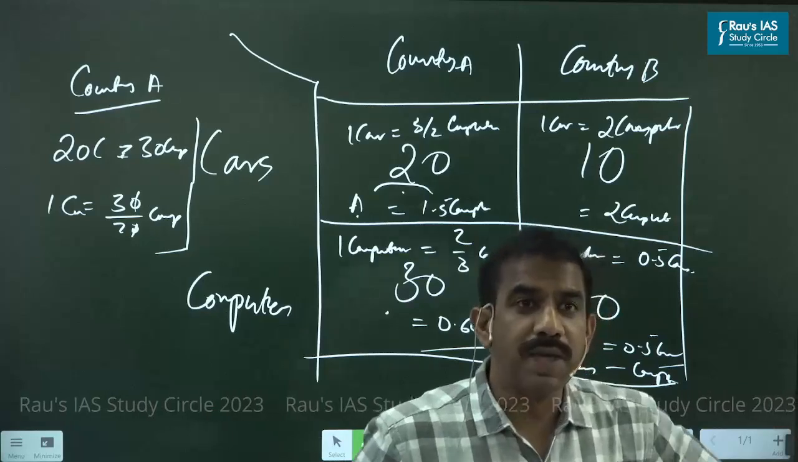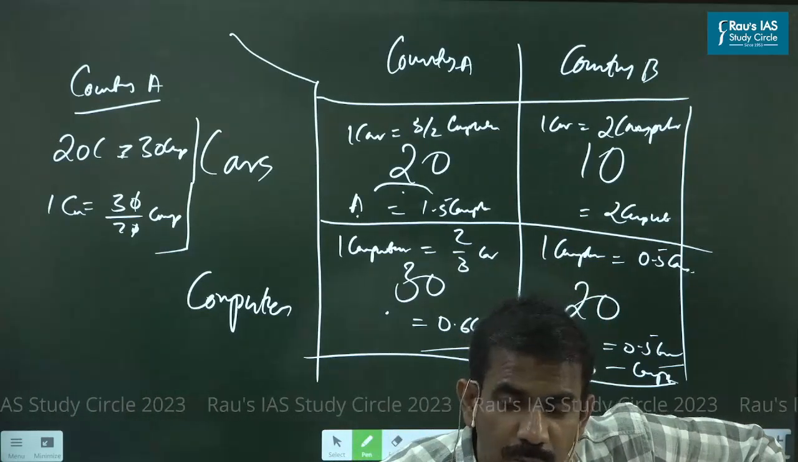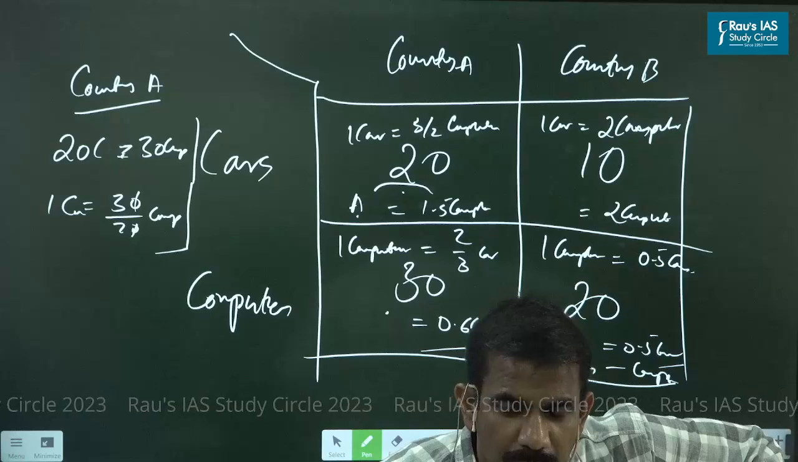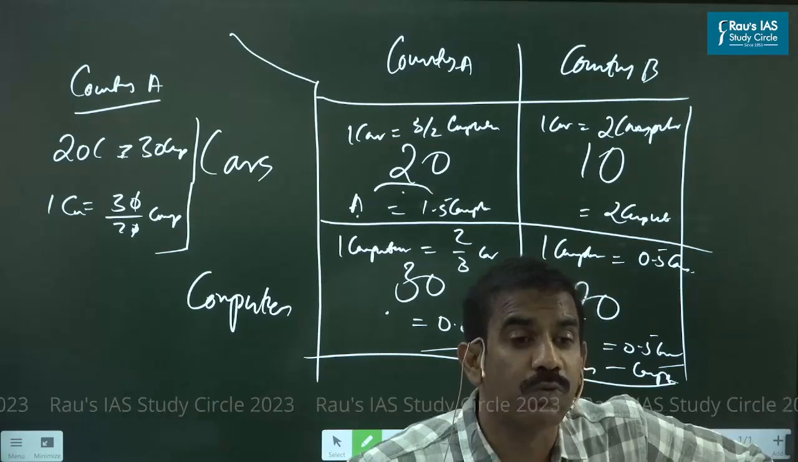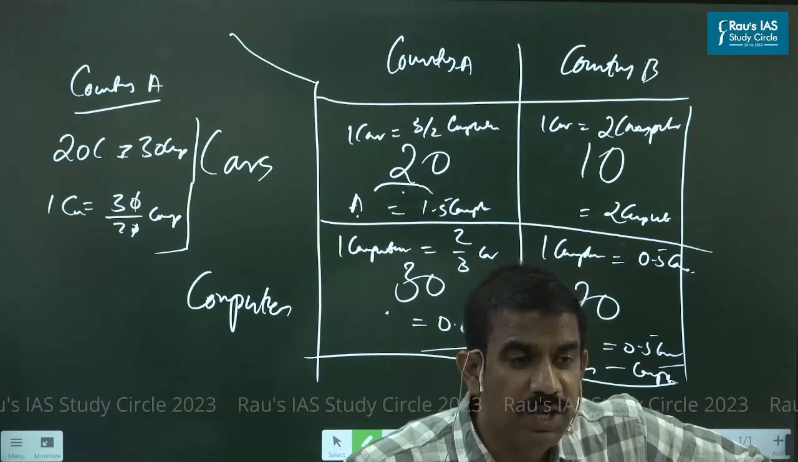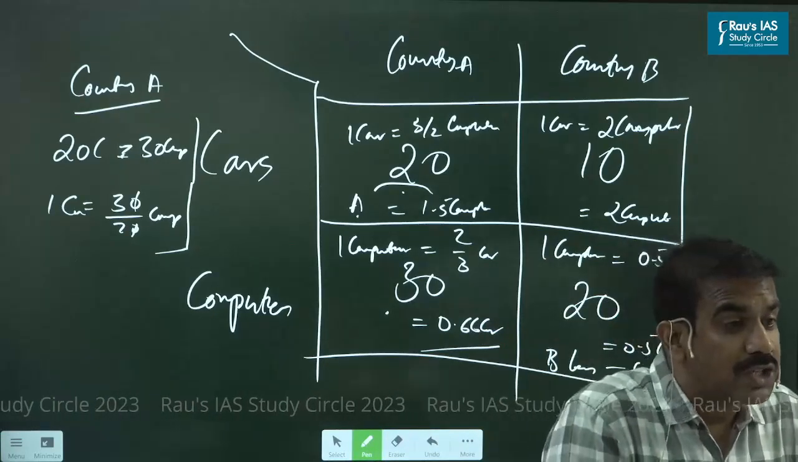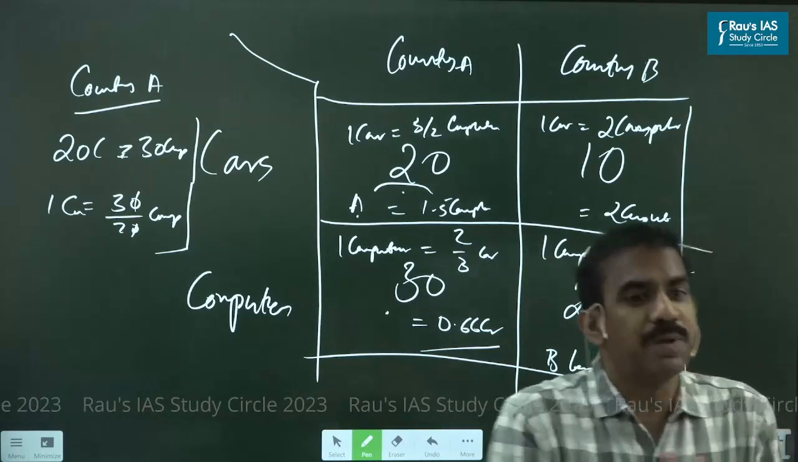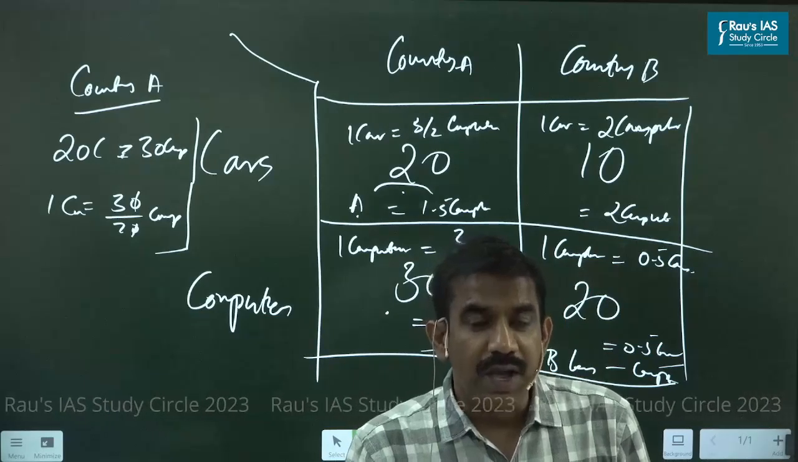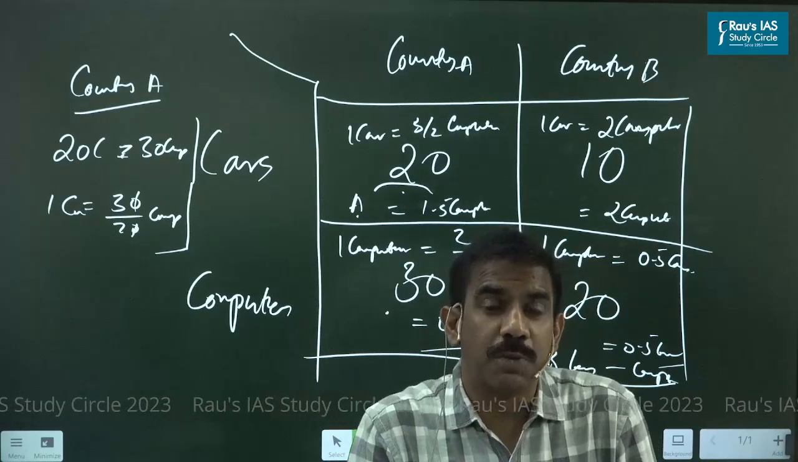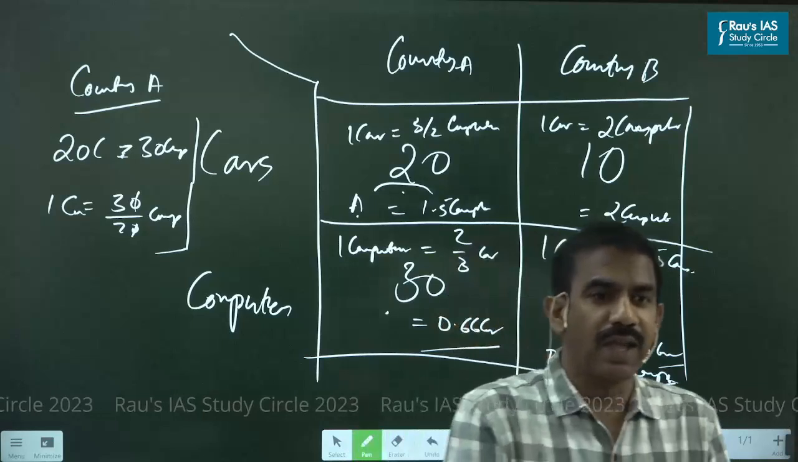Henceforth, B has less opportunity cost for producing computers. A has less opportunity cost for producing cars. That means A could produce cars relatively at cheaper prices than B, and B could produce computers at cheaper prices than A, isn't it?